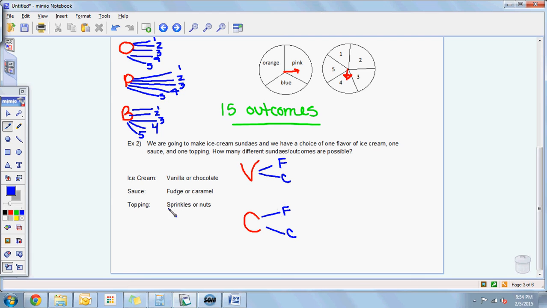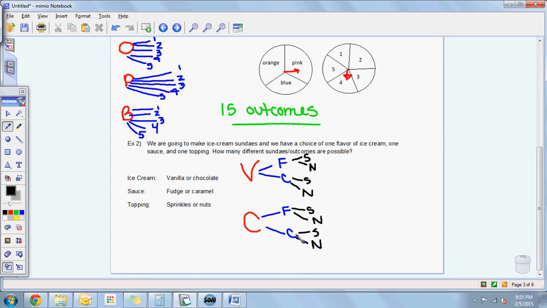Okay, and this time I have a third option, so I have to do another branch. So I could get vanilla, fudge, and sprinkles; vanilla, fudge, and nuts; vanilla, caramel, and sprinkles; vanilla, caramel, nuts. So hopefully you're seeing what I'm doing here. Chocolate, fudge, sprinkles; chocolate, fudge, nuts; chocolate, caramel, sprinkles; chocolate, caramel, nuts.